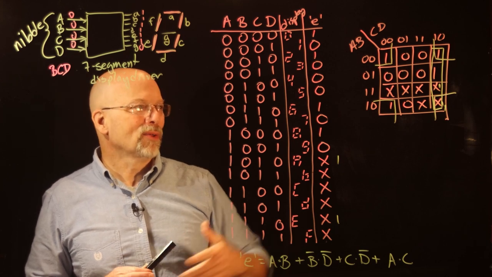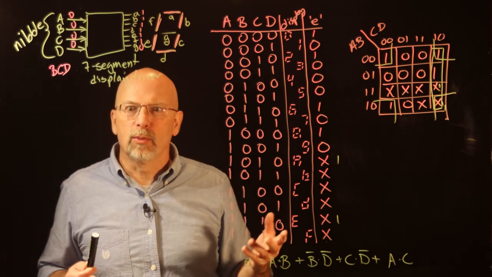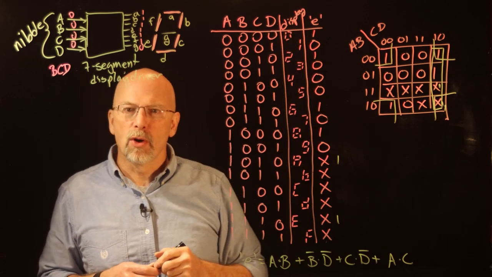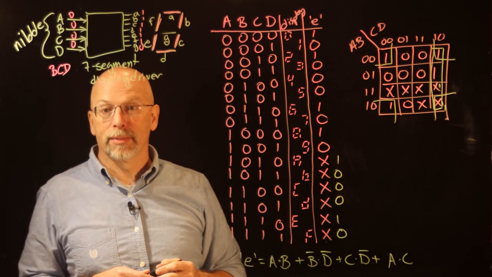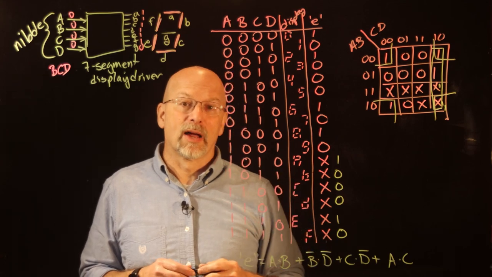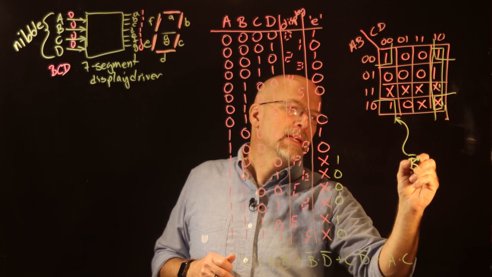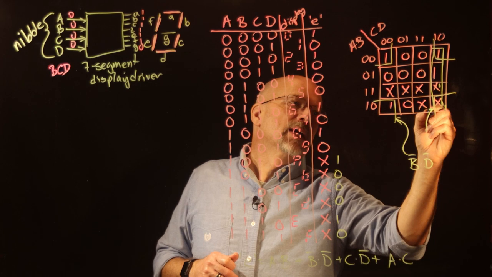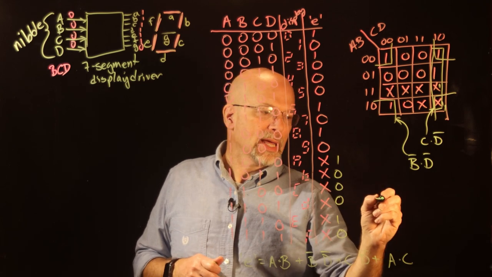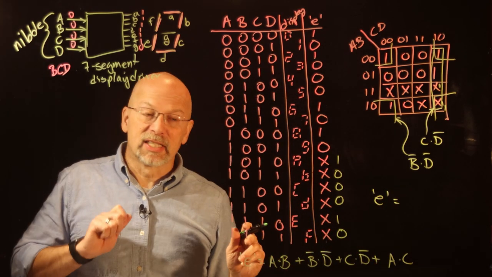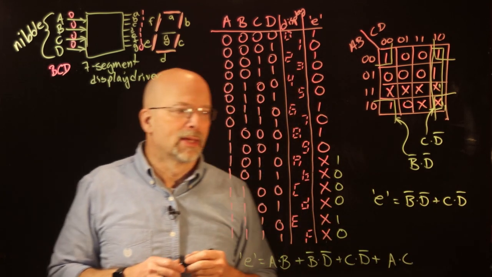But all the rest of the X's, if I wanted to include one of those X's in a rectangle, I'd have to add another rectangle that would not be necessary to create the ones for these rows. So the rest of these guys, since we don't care, those are going to be zeros. We're going to leave those guys zeros in the Karnaugh map. And if you remember from the original design, this rectangle was B bar D bar. And this rectangle, that one was C D bar. And so the term for E for the BCD 7-segment display is just B bar D bar ORed with C D bar.